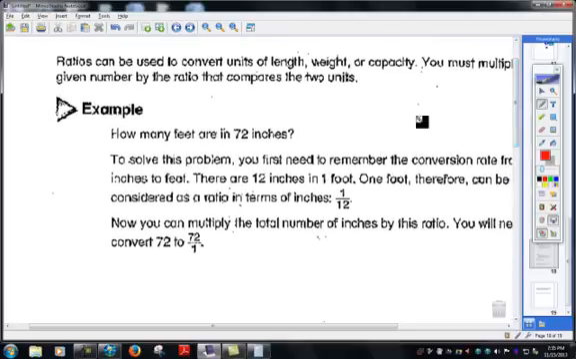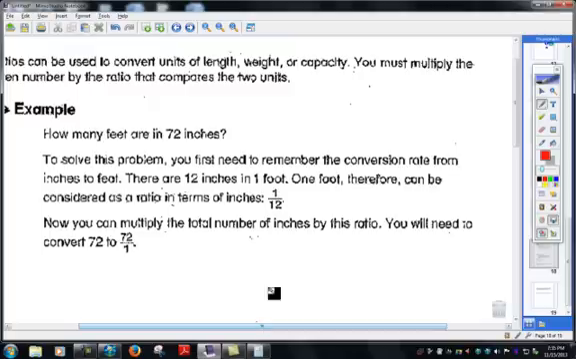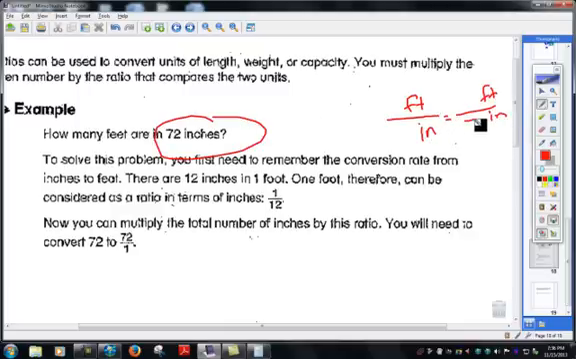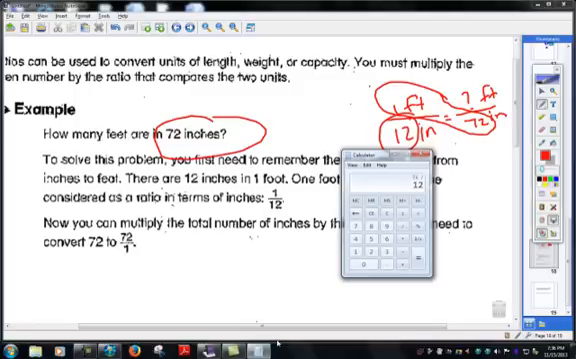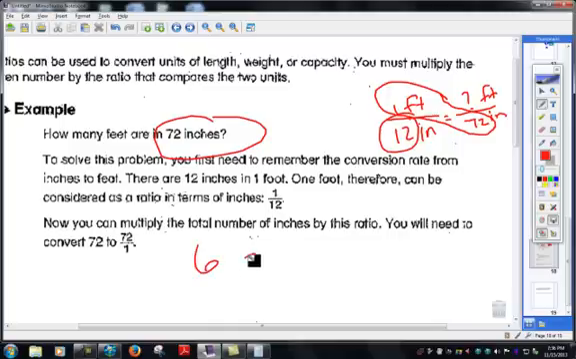Ratios can be used to convert, and so on. We already know that. How many feet are in 72 inches? Well, let's think about it. We're comparing the number of feet to the number of inches equals the number of feet to another number of inches. What is given? Well, they gave us the amount of inches. We want to know this. So let's use the conversion ratio, 12 inches per foot. So I'm going to cross multiply, and then I'm going to divide by 12. 72 divided by 12 equals 6. So the answer would be 6 feet.